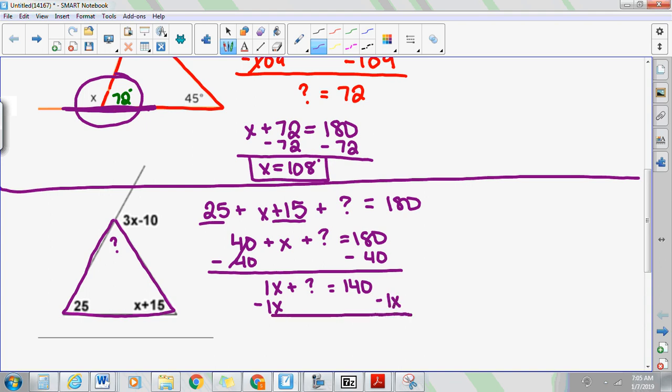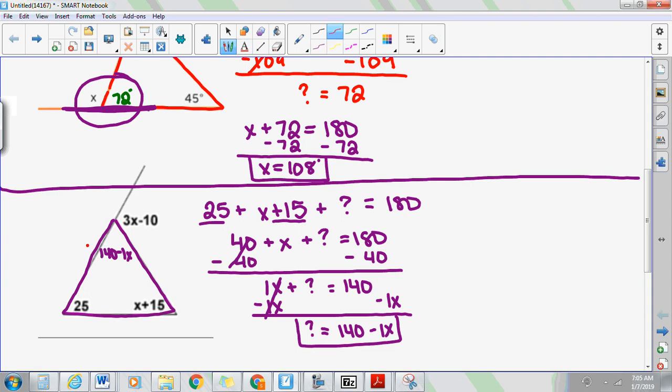They're not like terms, so they don't combine, but that doesn't mean I can't do it. So I have that the question mark angle, this guy right here, is 140 minus 1x. So I solved the triangle, but it asked us for what x was. So I noticed something else now.